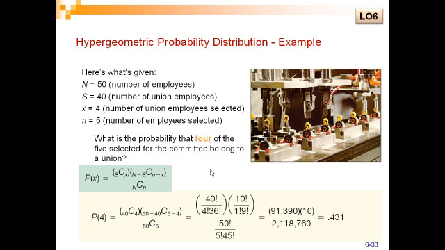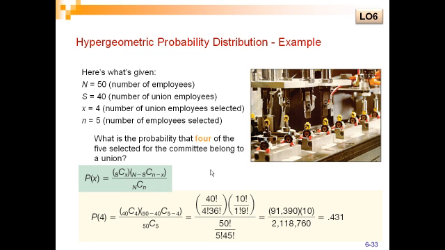So, in this problem, here's what's given. N equal to 50, number of employees; S equal to 40, number of union employees; X equal to 4, number of union employees selected; n equal to 5, number of employees selected. We wish to find the probability that 4 of the 5 committee members belong to a union.